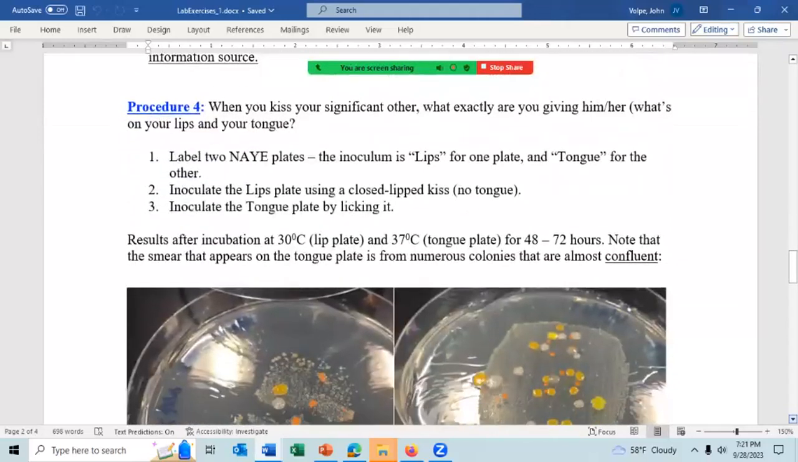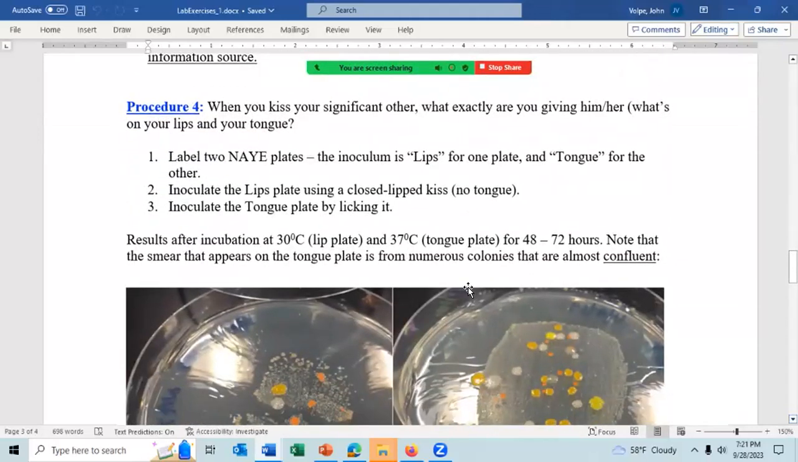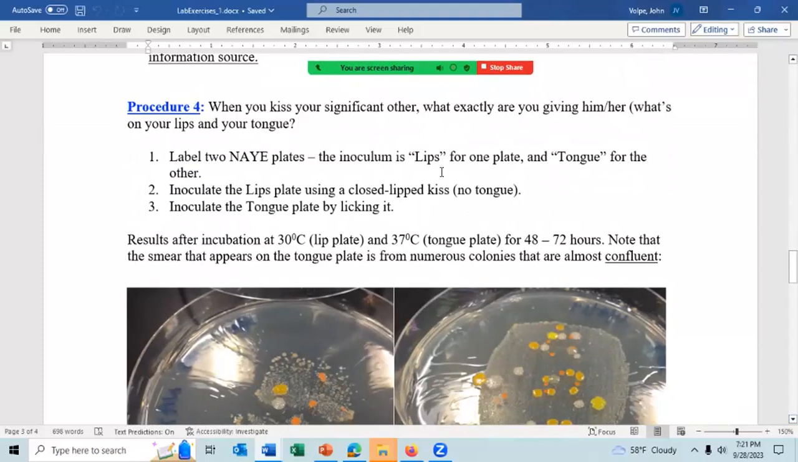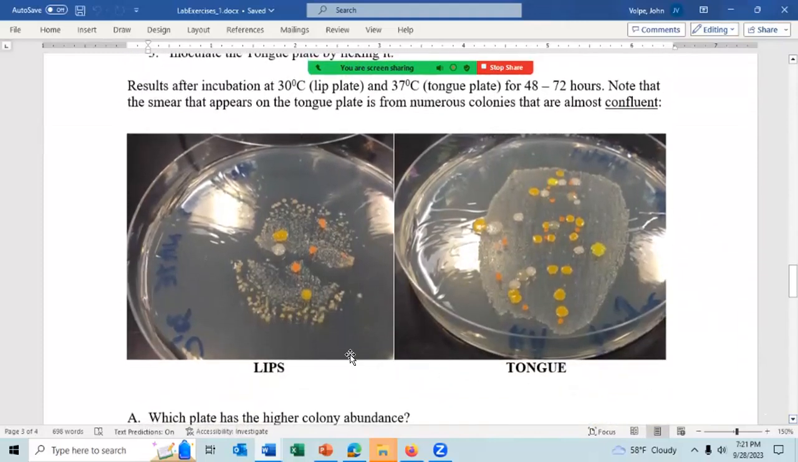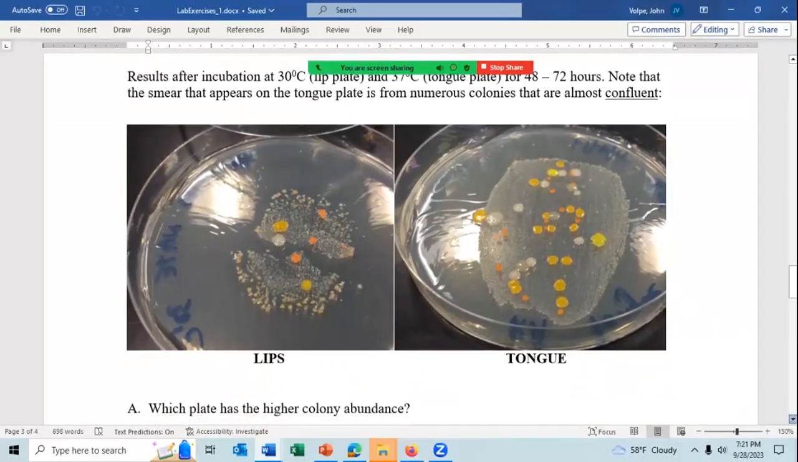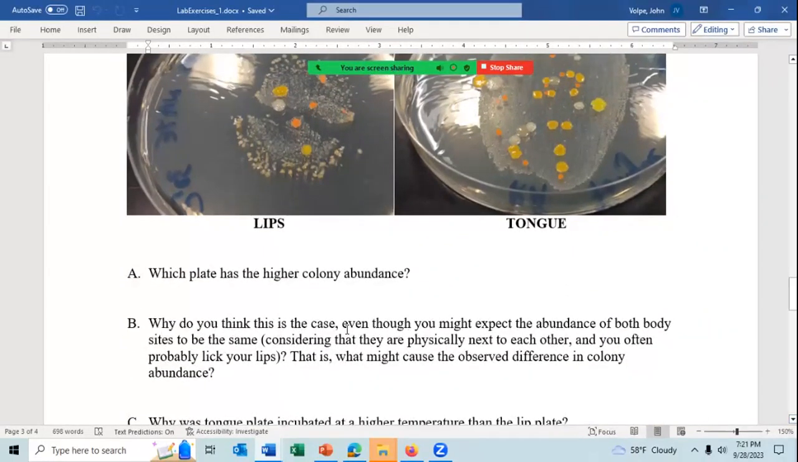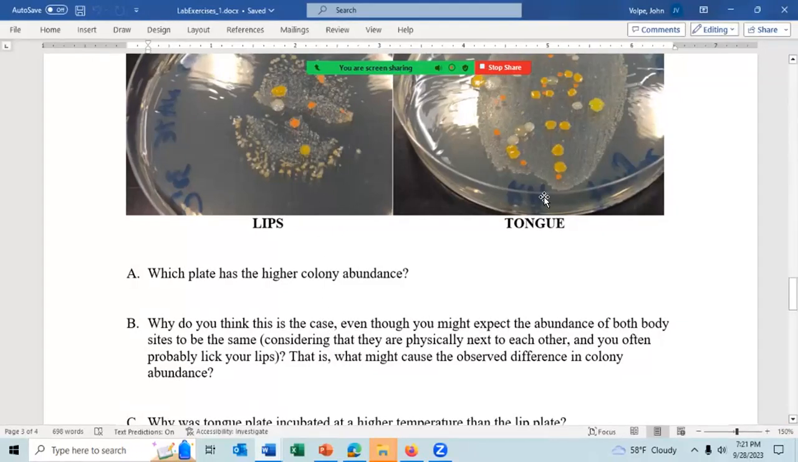Procedure 4, when you kiss your significant other, and we're talking about French kissing, I guess, what exactly are you giving him or her? What's on your lips and what's on your tongue? Here is a picture of the lips. Here's a picture of the tongue. And you should note that I put a note above these pictures. And then it asks A, which plate has higher colony abundance, the lips or the tongue? And B, why do you think this is the case?